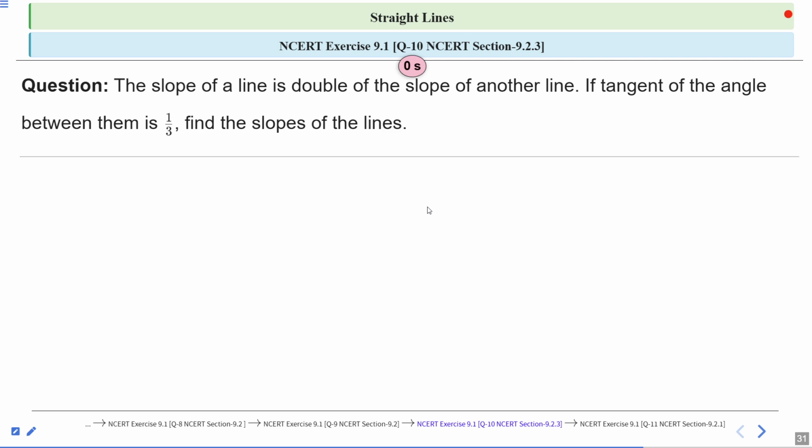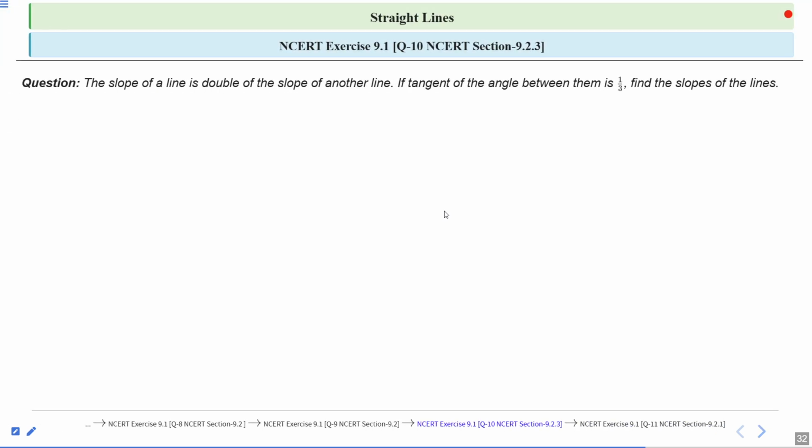Okay, students. So now let us see how to solve this question. Here we have to find the slopes of the lines. Let M1 and M be the slopes of the two given lines such that M1 is equal to 2 times M, since the slope of one line is double the slope of the other line.